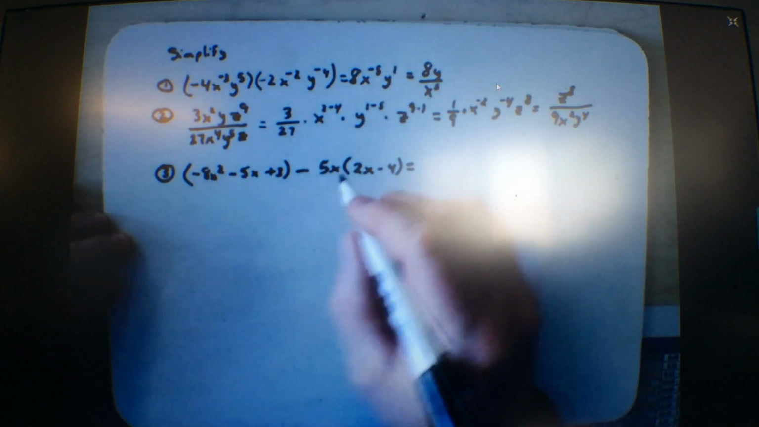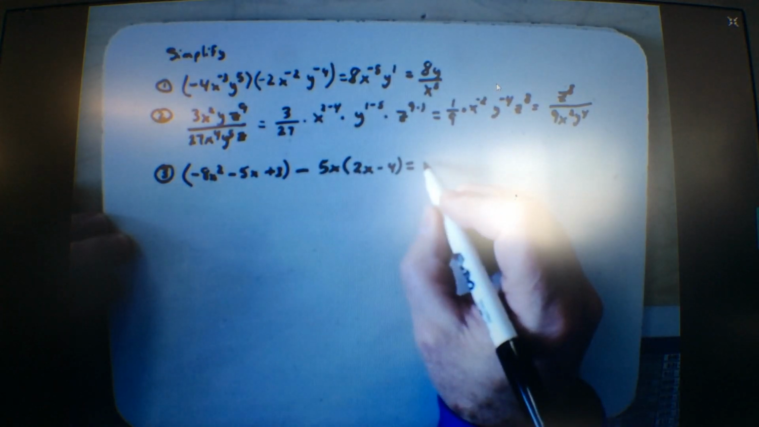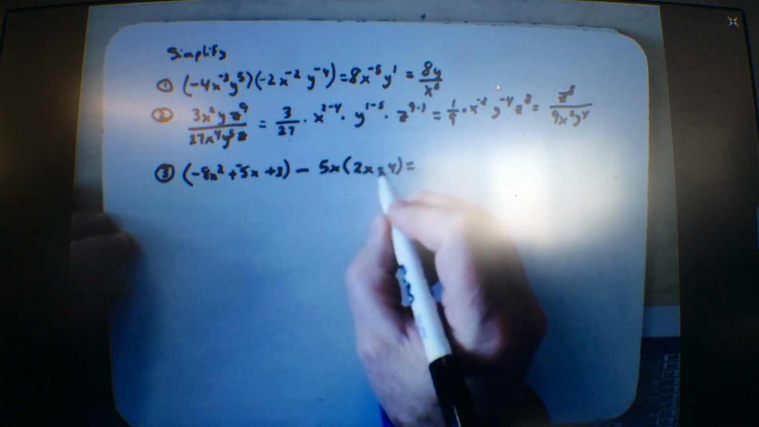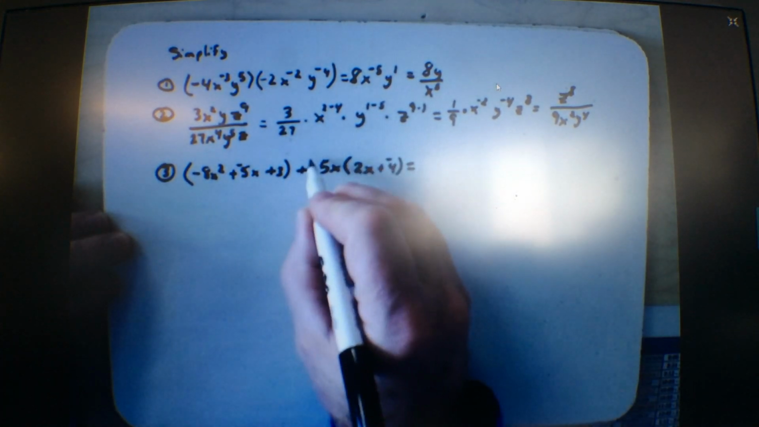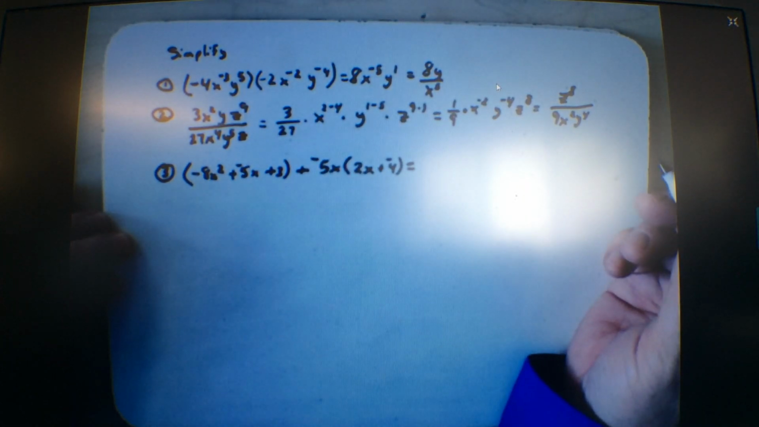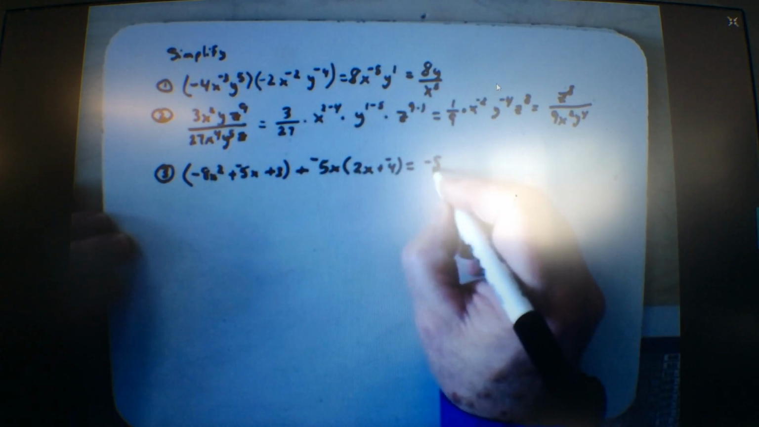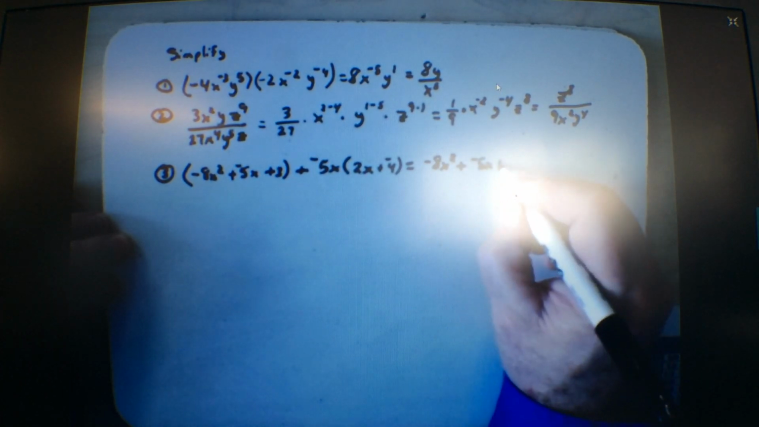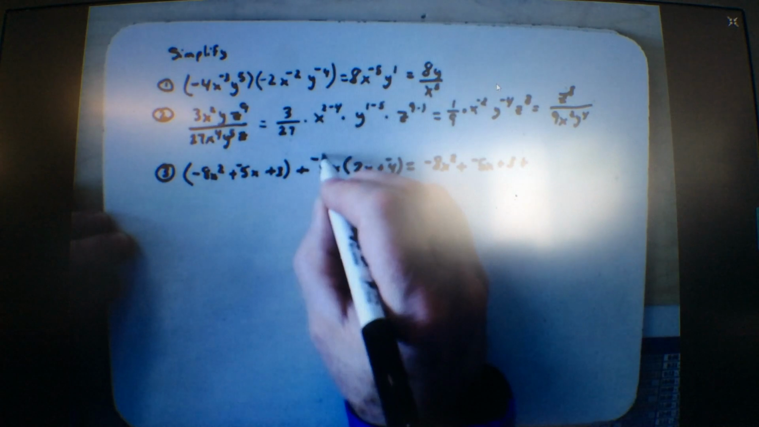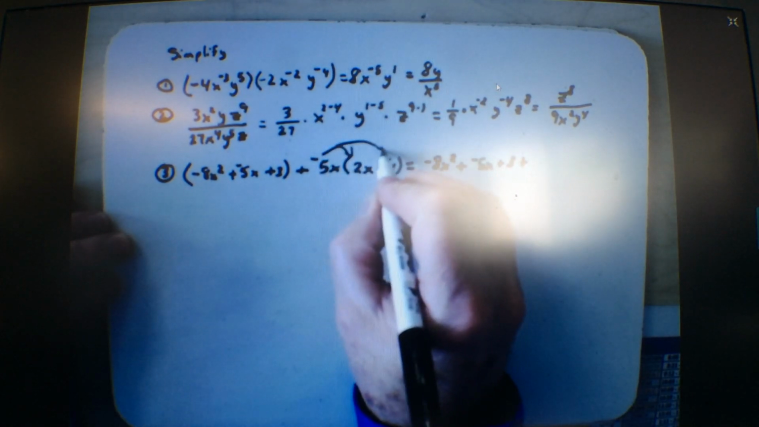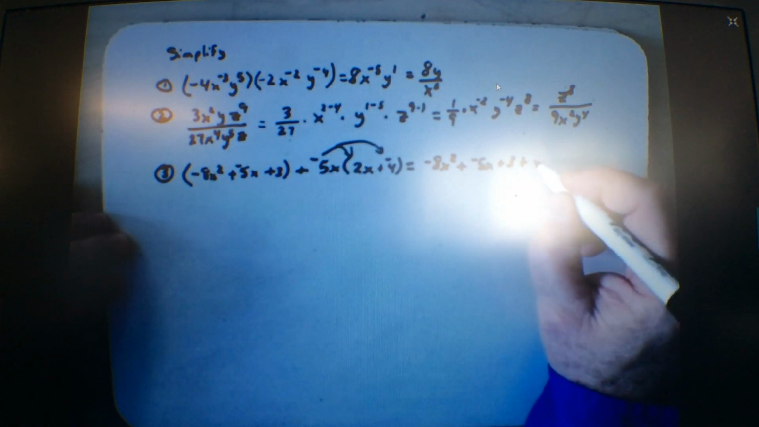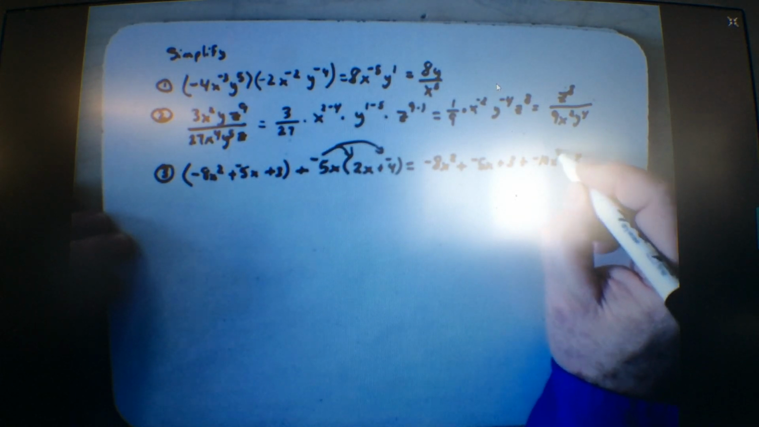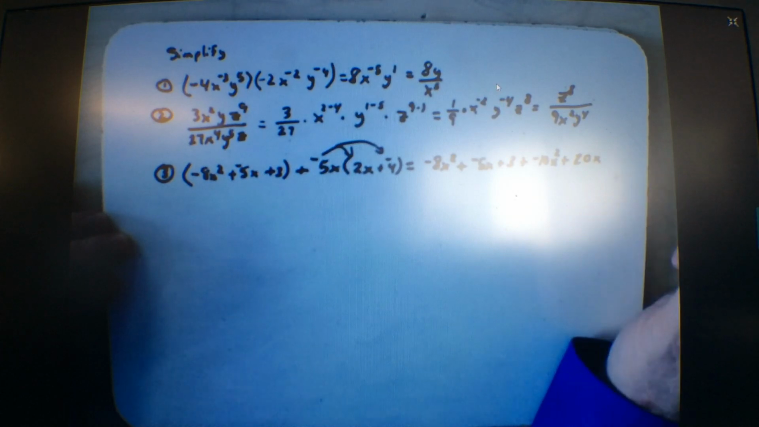So I'm going to do this: plus a negative here, and plus a negative here, and plus a negative here. Correct? So there's 3 of them. So I'm going to take a negative 8x squared plus a negative 5x plus 3 plus, and then I'm going to distribute this through. So negative 10x plus 20. Oops, it's negative 10x squared plus 20x.